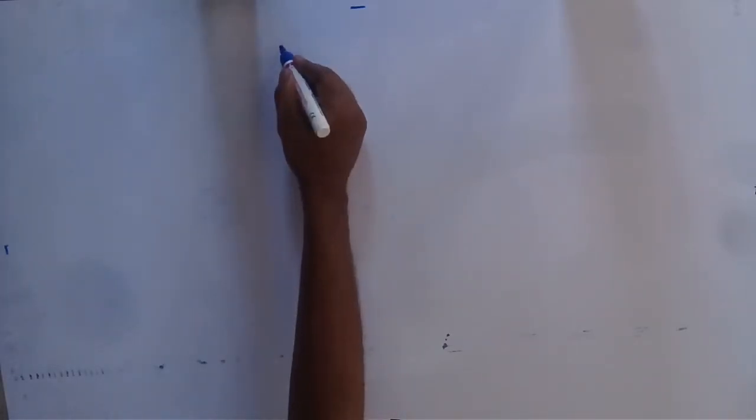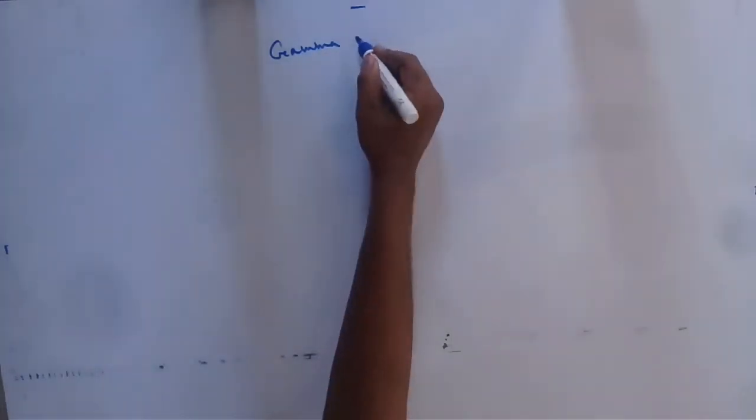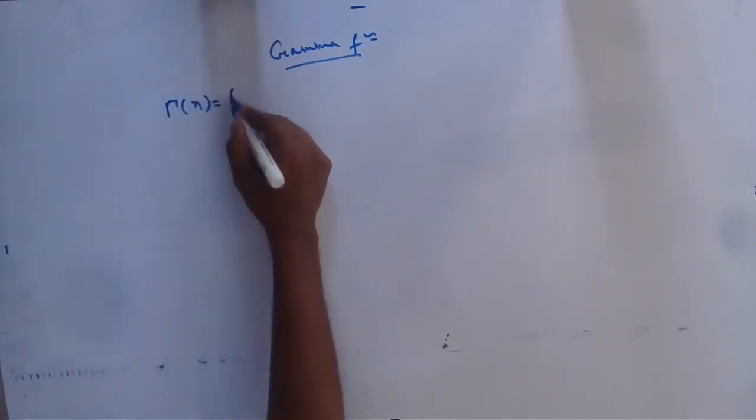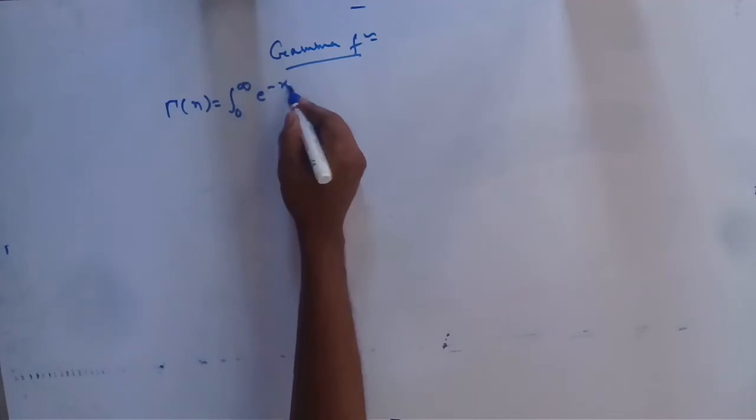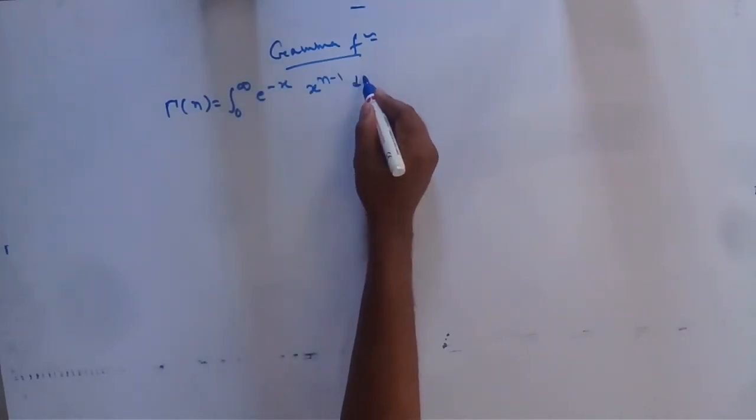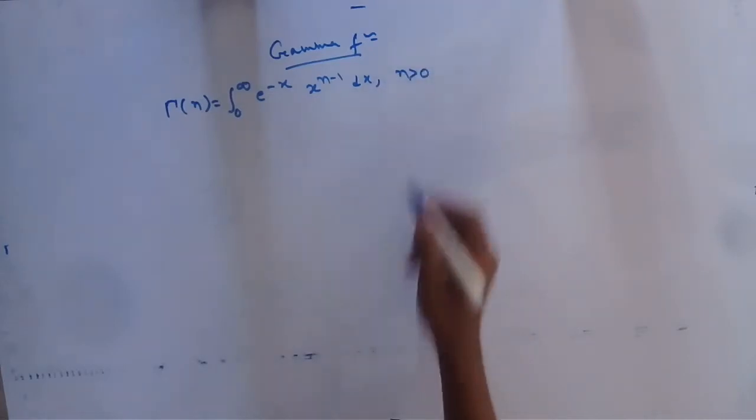In this video, I will discuss beta and gamma function. So beta and gamma function is a special type of improper integration. First, I will begin with gamma function. The gamma function is defined as gamma n equal to integration 0 to infinity e to the power minus x, x to the power n minus 1 dx, where n is greater than 0.